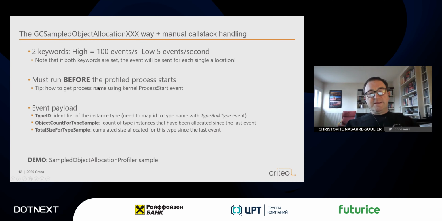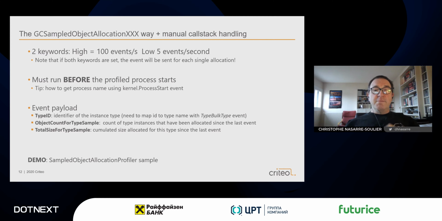So in that specific GC sample object allocation event, in addition to the type, you will get two numbers. One is the object count for type sample. It means that you will get the number of instances that have been allocated since the last event. Maybe if you have 6 allocations, you will get 6 here. And in the total size for type sample, you will get the sum of the size of these 6 allocated objects. This is exactly what we want. We want to get the exact number. It will be sampled over time, but we will have everything we need.